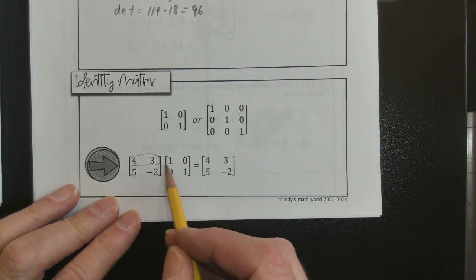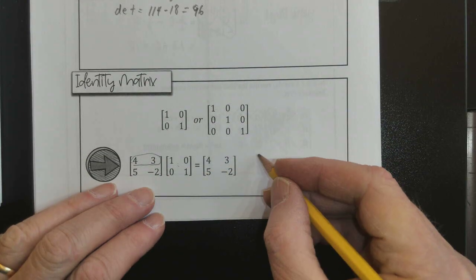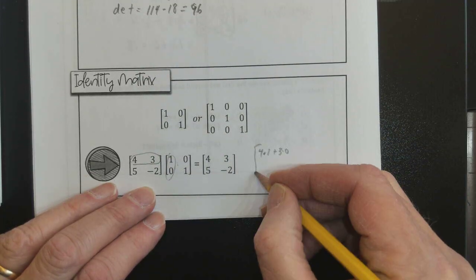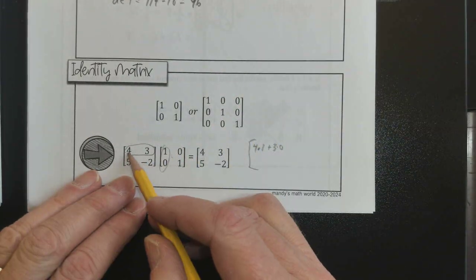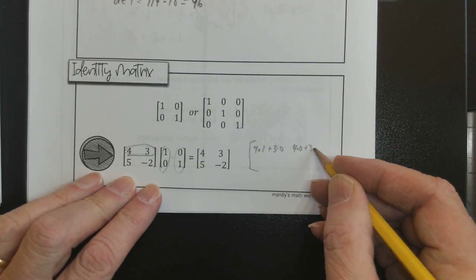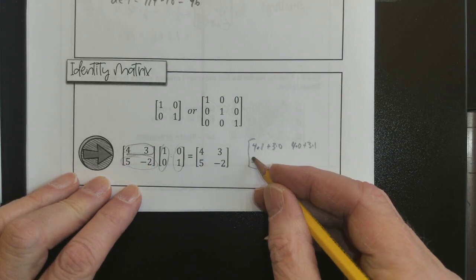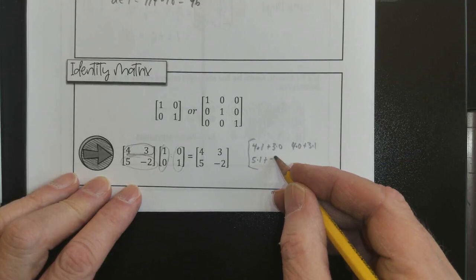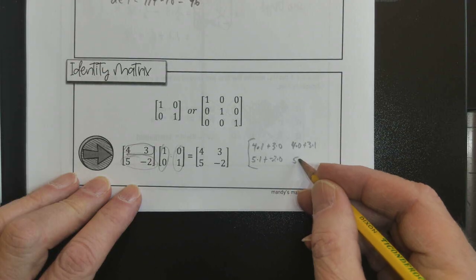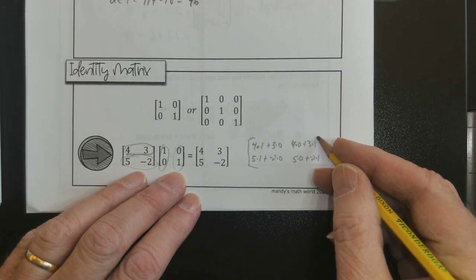Let's multiply 4, 3, 5, negative 2 by the identity, the 2 by 2 identity matrix. So I've got 4 times 1 plus 3 times 0. I'm just multiplying them together. And then I'll multiply these two. That's 4 times 0 plus 3 times 1. Get this one. 5 times 1 plus negative 2 times 0. And this one. 5 times 0 plus negative 2 times 1.